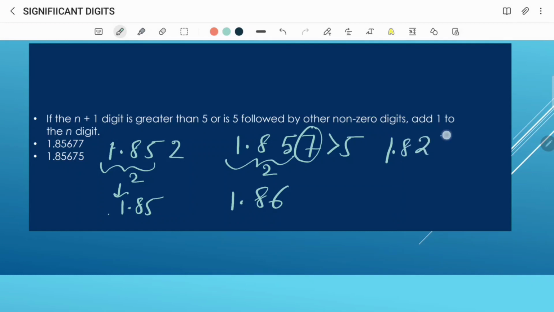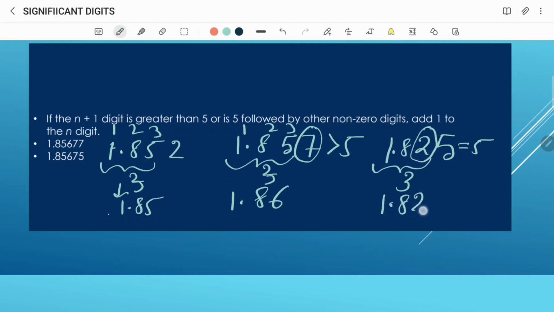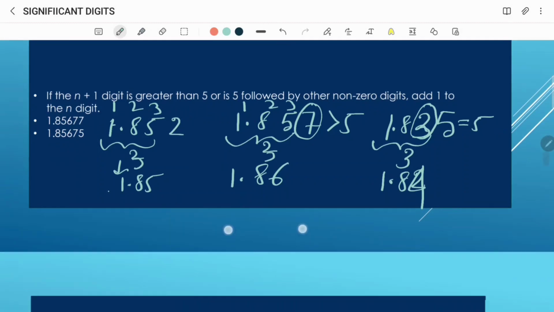Also, if my data is like this and I want to round it up to 3 significant digits, sorry, this would be 3 significant digits, 1, 2 and 3. So I want to round it up to 3 significant digits. This is equal to 5, and this is even. So my data would become 1.82. And if it was 3 instead of 2, then it would have become 4 over here. I hope it is clear to you. We'll move on to the next topic.